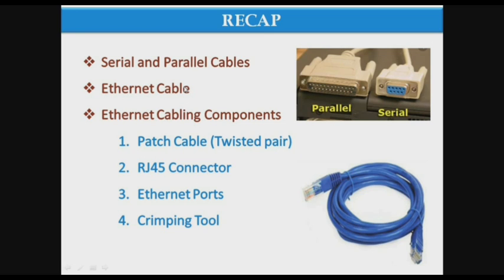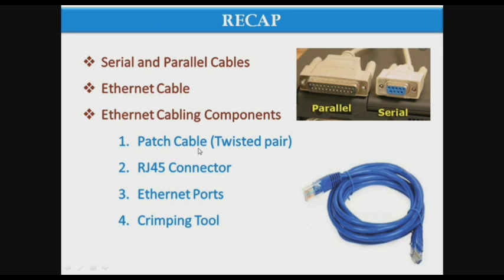The Ethernet cable is a common type of cable used for connecting computers in a local area network. It is otherwise called the RJ45 cable. We discussed this in the second video. Ethernet cabling is the process of connecting the Ethernet cable with the computer to make an internet connection through the Ethernet port. There are 4 components in Ethernet cabling: patch cable, RJ45 connector, Ethernet port and crimping tool. Among these, we have discussed the first 2 components in this section, and we will discuss the remaining 2 in the next section.